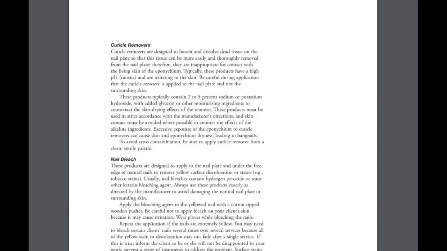If it's really, really yellow, then you want to repeat it until the yellow goes away.